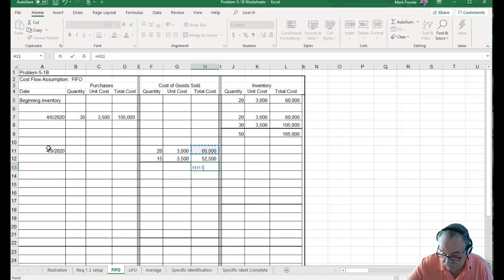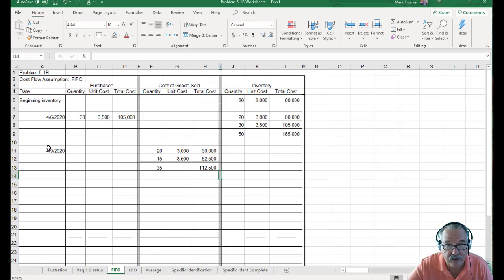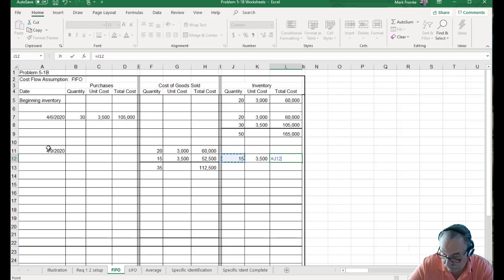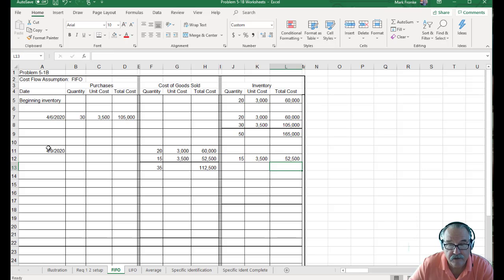So our total cost of goods sold for this sale of 35 units is $112,500. And so we now have in stock 15, the other half of the ones we bought on the 6th of April. And those cost us $3,500. So our inventory now is $52,500.